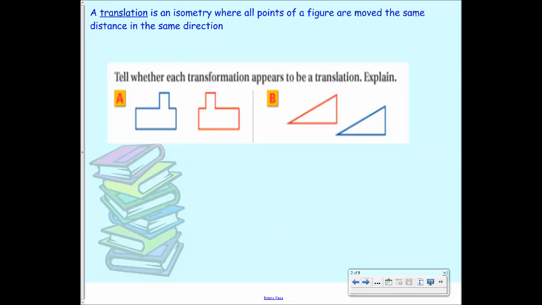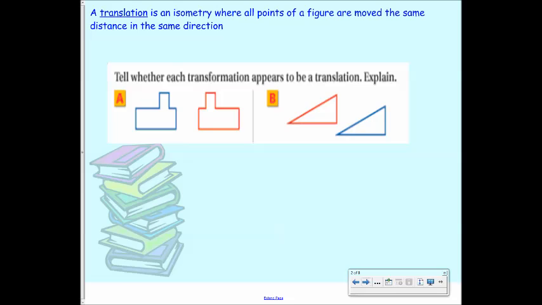So it slides. So what happens to the actual image? Does it change at all? No, it should not change at all, which means if it's a translation, your two pictures should look what? Identical, exactly the same, totally congruent. So does A appear to be a translation? Miguel? No. Why not? Because it's a reflection.